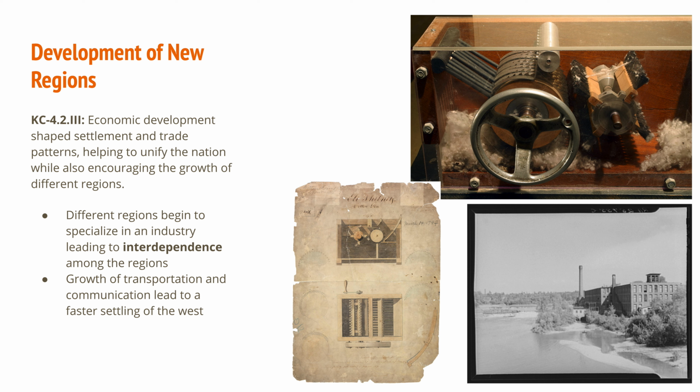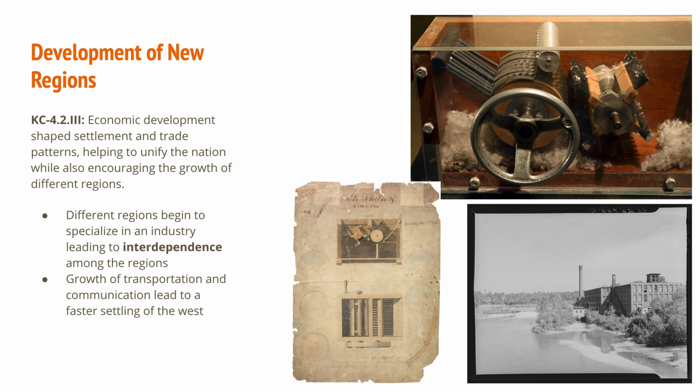So the economic development shaped settlement and trade patterns, helping to unify the nation while also encouraging the growth of different regions. Like I said before, the different regions begin to specialize in an industry. The Northeast is specializing in textiles and other finished goods. The West is specializing in commercial farming. And of course, the South is specializing in cotton. And all of the regions are dependent on each other. The West is producing food for the rest of them. The cotton that's being grown in the South is going to the textile mills or the textile factories up north. And then the factories in the Northeast are producing finished goods that are being bought by both regions.